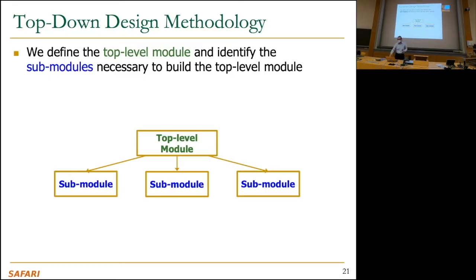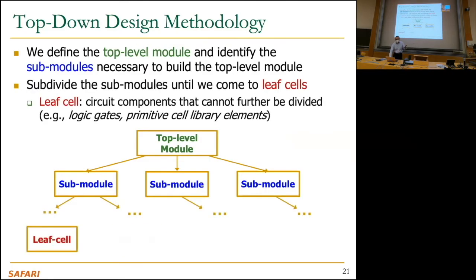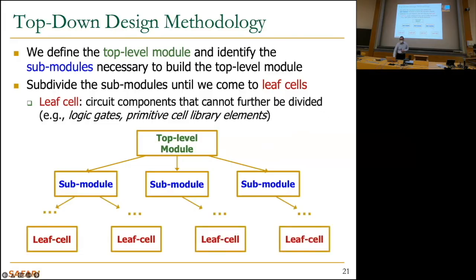You could also divide in some other way, of course, right? And then each sub-level module, a sub-module actually, you basically keep doing this repeatedly until you get to leaf cells.